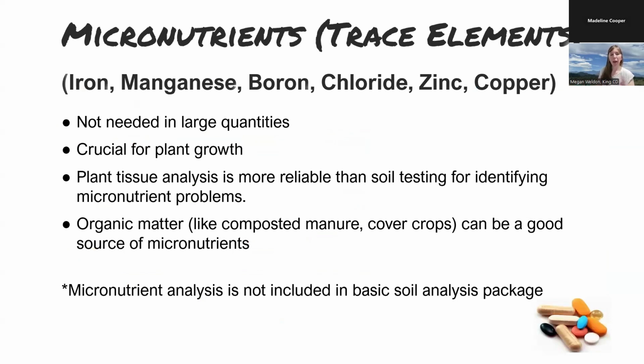So you saw back on the original soil test, there was a bunch of categories that were empty, and those were our micronutrients or trace elements. Iron, manganese, boron, chloride, zinc, copper, and now the lab has moved sulfur into this category as well. We call them micronutrients because they're not needed in large quantities, but they are crucial for plant growth.